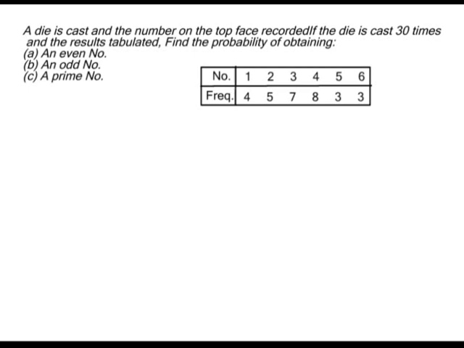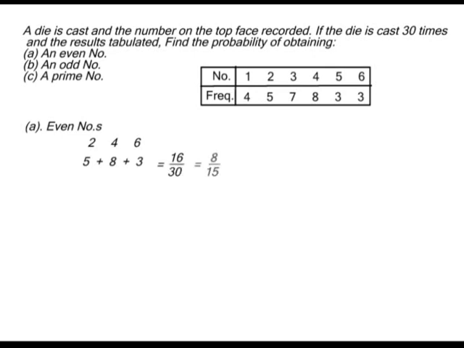In the solution, even numbers between 1 and 6 are 2, 4, and 6. The frequency of 2 is 5, the frequency of 4 is 8, and the frequency of 6 is 3. If you add them, you have 16. The total number of trials was 30. And so the probability of obtaining an even number is 16 over 30, which can be simplified to 8 over 15.